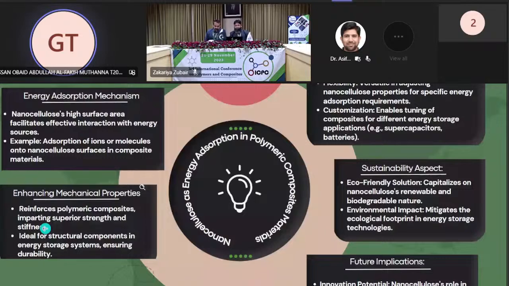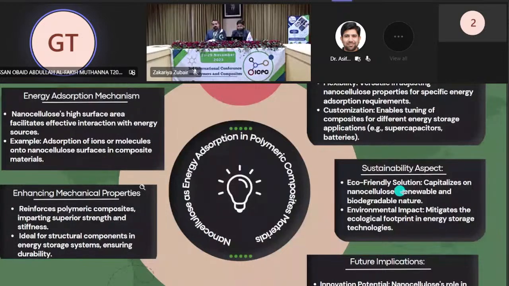So also tailorable composite properties. The flexibility of nanocellulose sets it apart as versatile in adjusting nanocellulose properties for specific energy absorption requirements and customization. It's easy to customize the composites for different energy storage applications. Take supercapacitors and batteries in various types as an example.